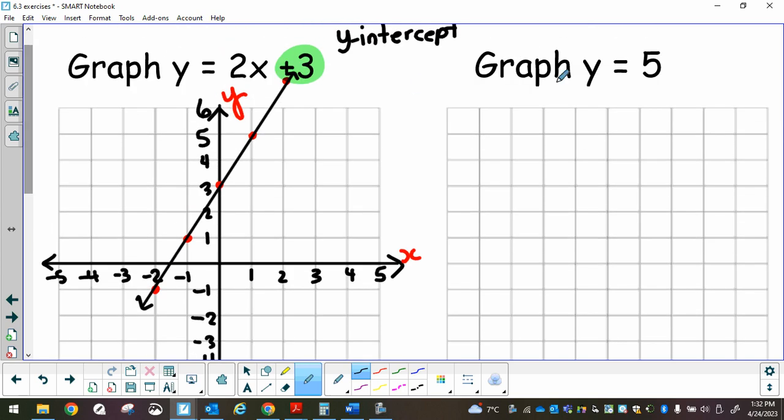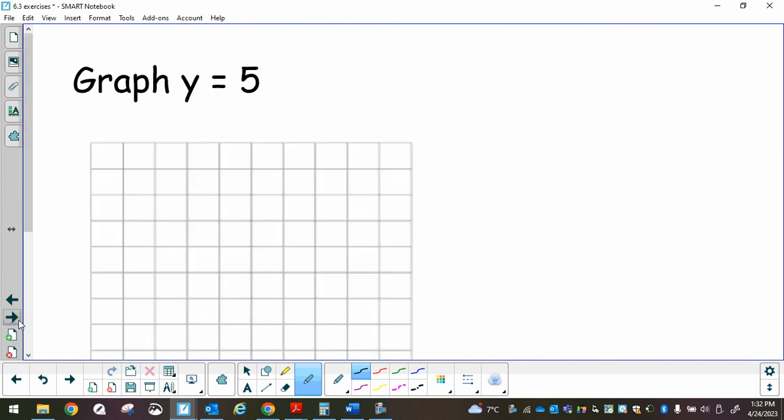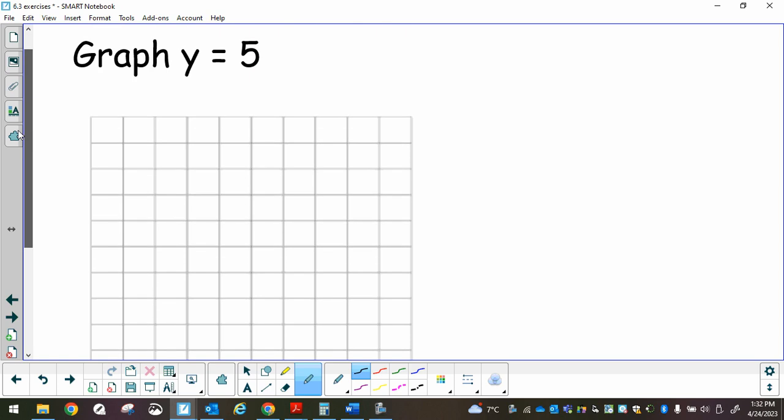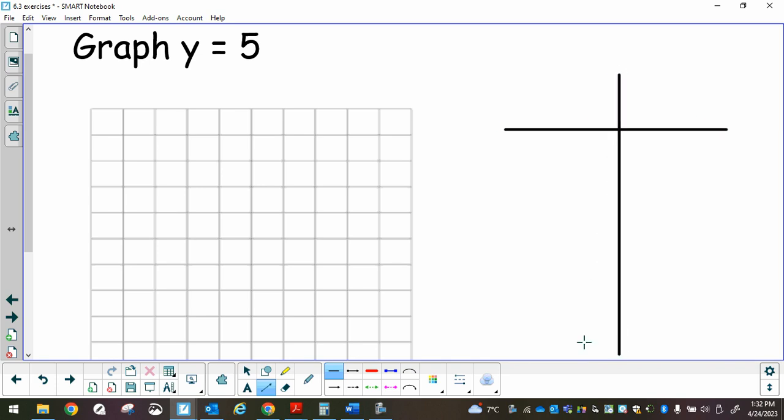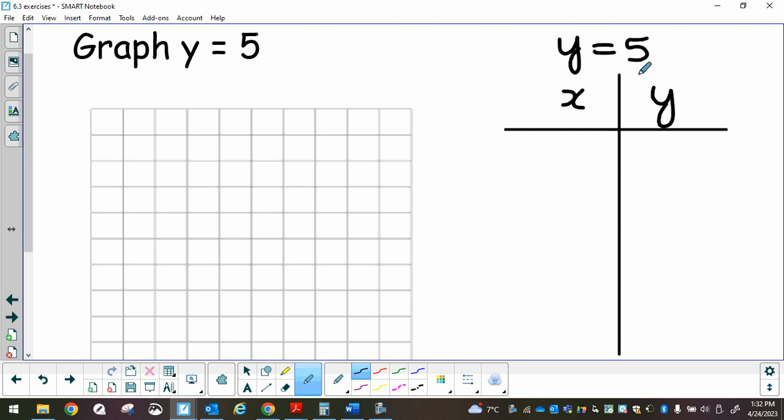Okay, then we're asked to graph y equals 5. I'm going to do it on a new slide just so it looks a little bit better. Okay, y equals 5, so we need another t-table. This is one of our new types of equations. There is only one variable in the equation. You still make an xy t-chart, but y is always 5. That's what the equation says. You get to pick your x's.